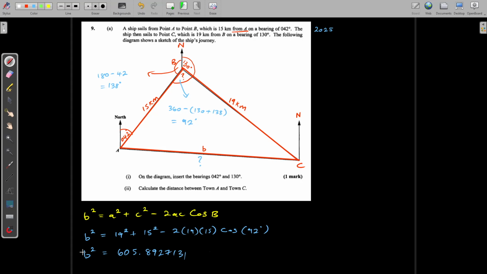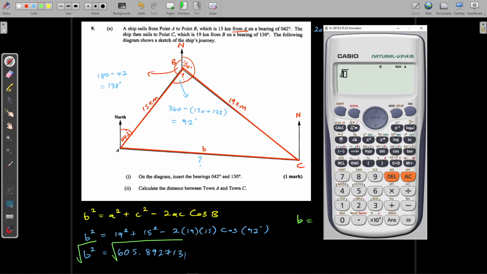So to get b, we simply take the square root. So square root of the answer, 24.6. So this is where you would round off now. So 24.6.